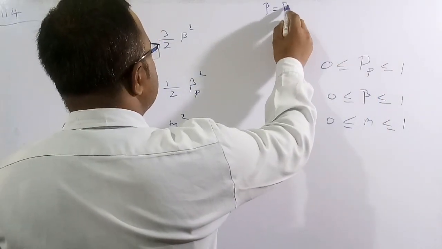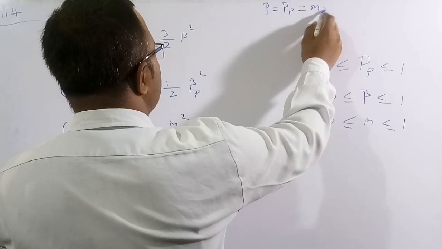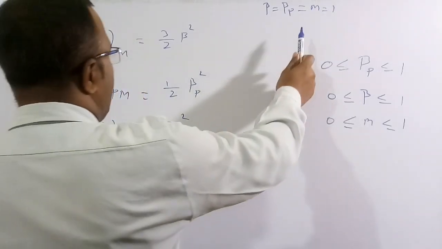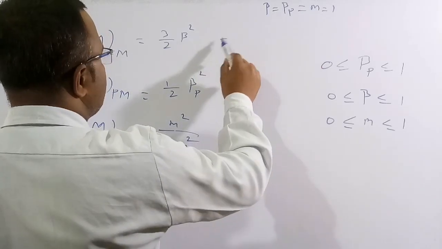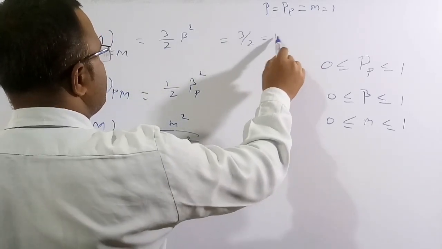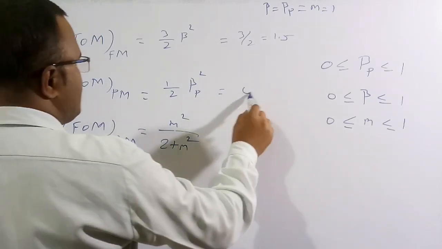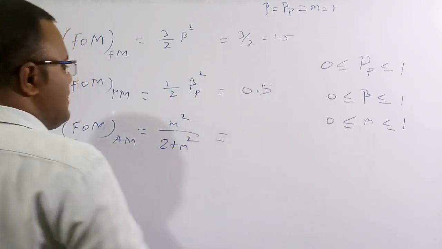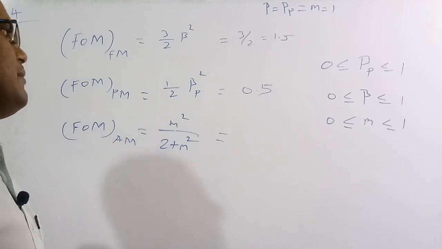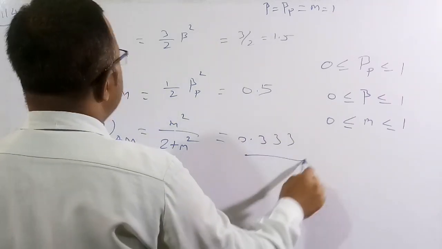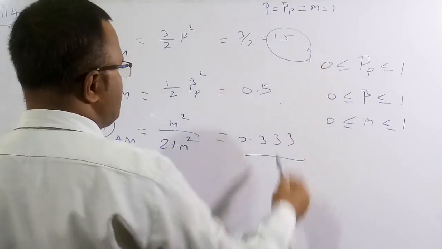Suppose I assume the maximum value, beta equal to beta p equal to 1, and I am going to see which one gives the highest value. When beta is equal to 1, we get 3/2, which is 1.5. Similarly here, if I substitute 1, we get 1/2, which is 0.5, and here 1/(2 plus 1 square), which is 1/3, or 0.33. So we can conclude that 1.5 is the highest compared to the remaining two.